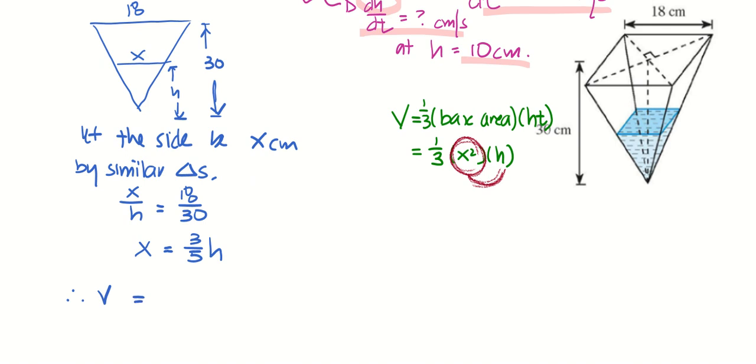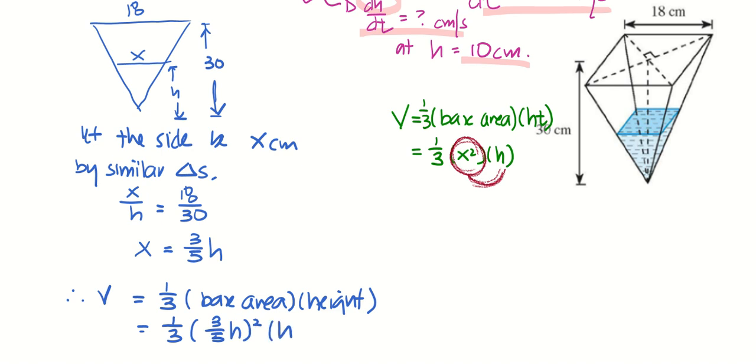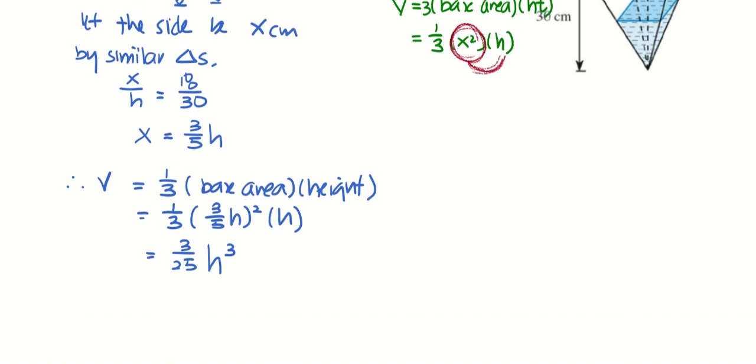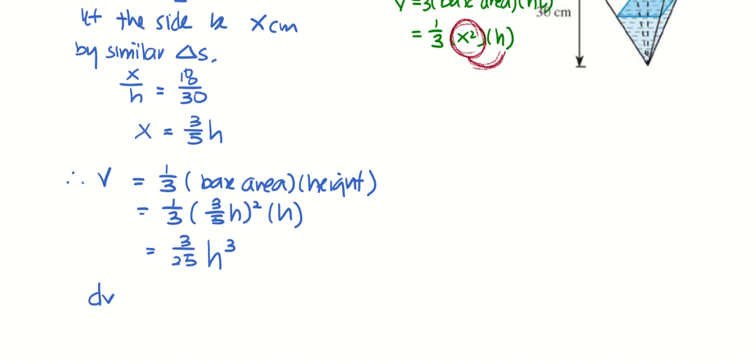Volume V, which is 1/3 base area times the height, is no longer two unknowns. The base area is just 3/5 h square times another h. So everything is now in terms of h. Simplifying this, my V is going to be 3 over 25 h cube. Then I can do my dV dh. So my dV over dh will give me 9 over 25 h square.